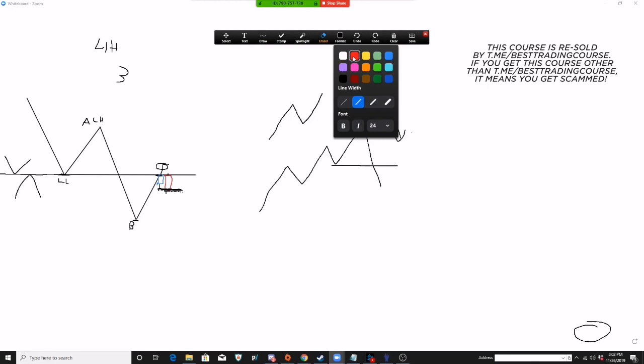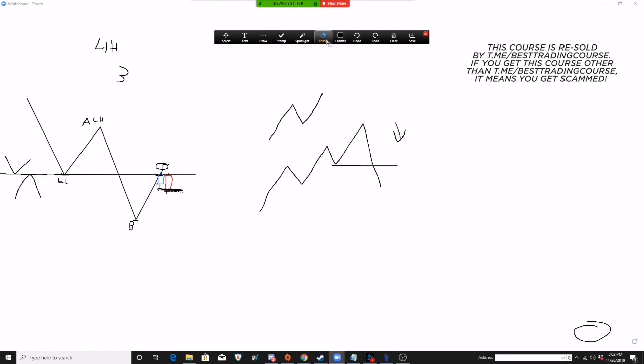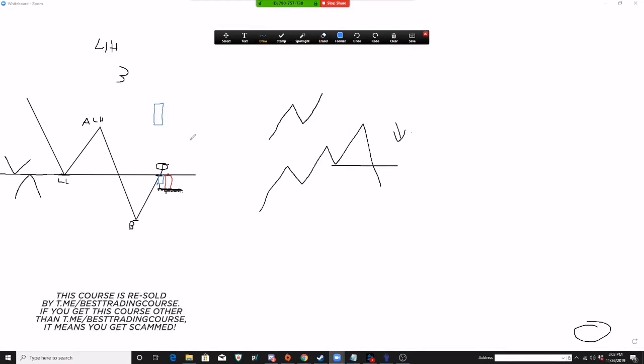Now, you're going to get into candlesticks later on in the course, but the formations we're going to be looking for are reversal formations. Let me draw a couple of examples here. I'm actually going to do this.